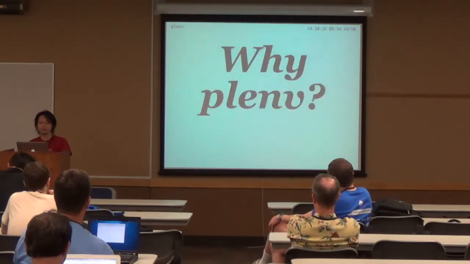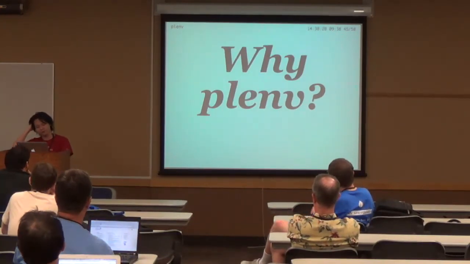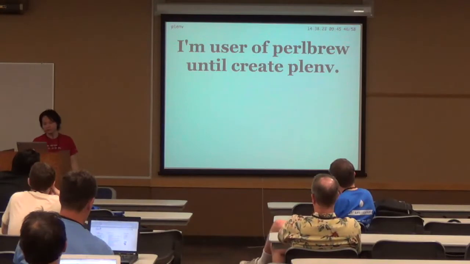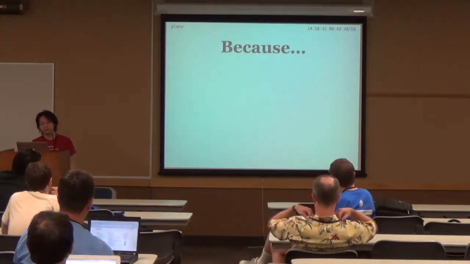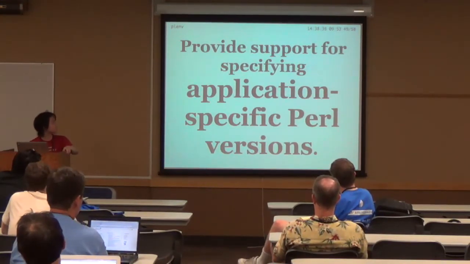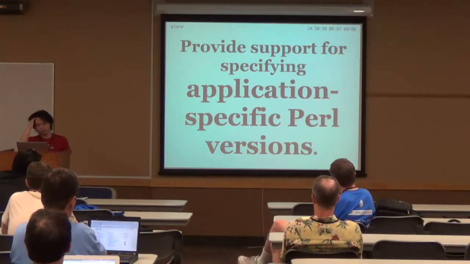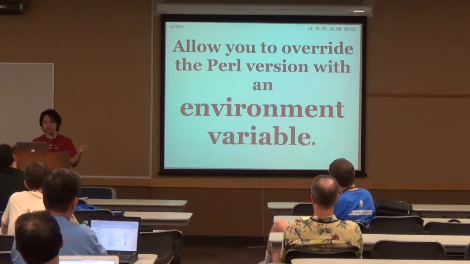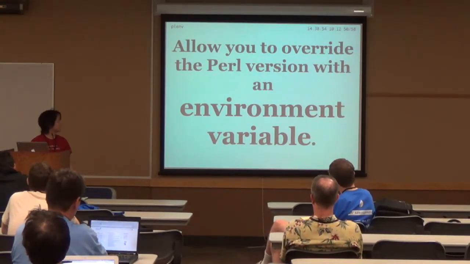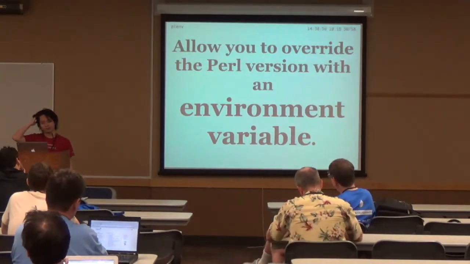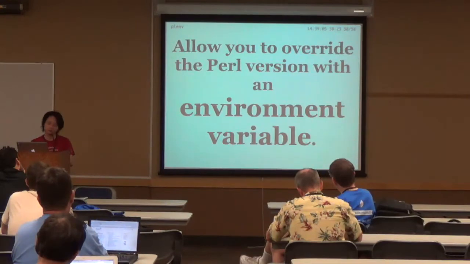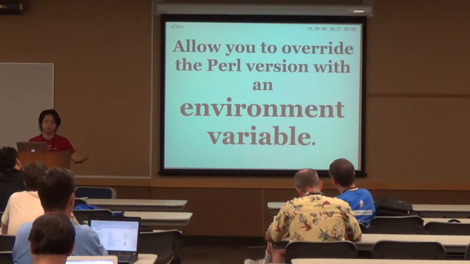So you may ask why plenv instead of perlbrew. I was a user of perlbrew until I created plenv, but I needed to write it. Why? Because it provides support for specifying application-specific Perl versions. The plenv local command is very useful, and the PLENV_VERSION environment variable allows you to override the Perl version. It is very useful for debugging and command line use. The PLENV_VERSION environment variable is also very useful for communication over IRC.